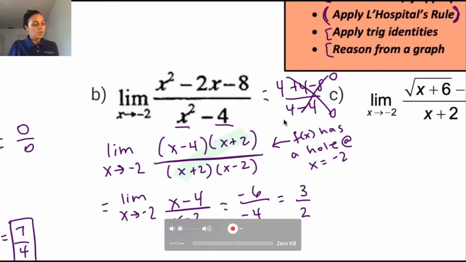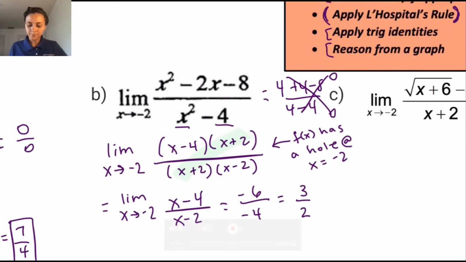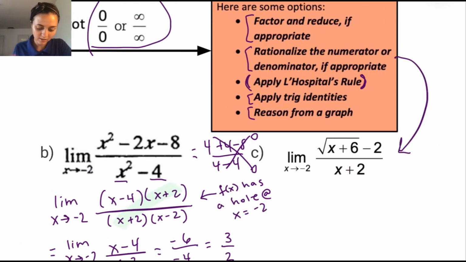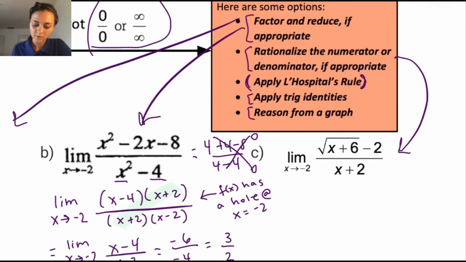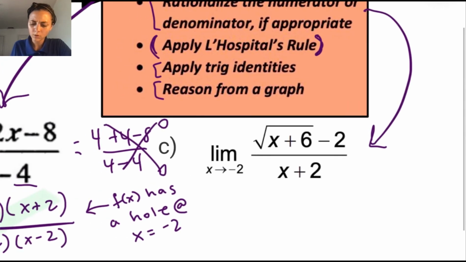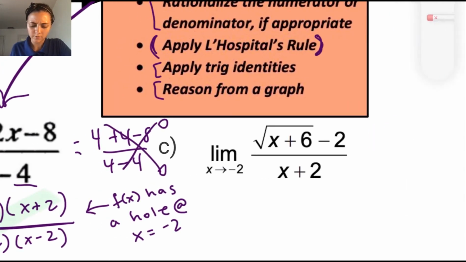Cool. And then we're going to do one with a square root. So this is what rationalizing looks like. The other two examples were examples of factoring and reducing. Okay. So this is rationalizing. I don't know if you've heard of rationalizing before.